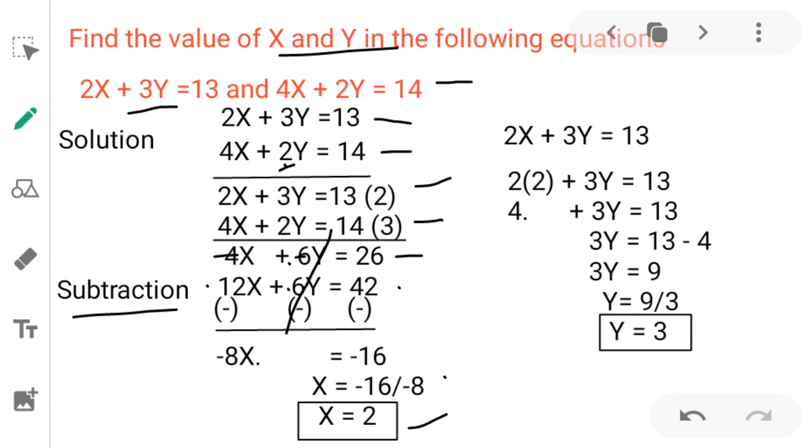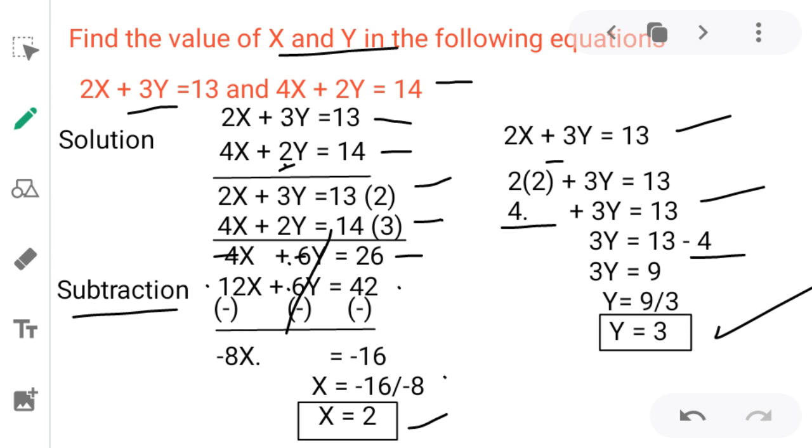Take the first equation for convenience. 2x plus 3y equals 13. Replace the value of x, that is 2. 2 into 2 plus 3y equals 13. 2 into 2 becomes 4. 4 plus 3y equals 13. 3y equals 13 minus 4. Shifting this plus 4 to the right hand side, it becomes minus 4. 3y equals 9. 13 minus 4 becomes 9. Y is equal to 9 by 3. Y becomes 3.